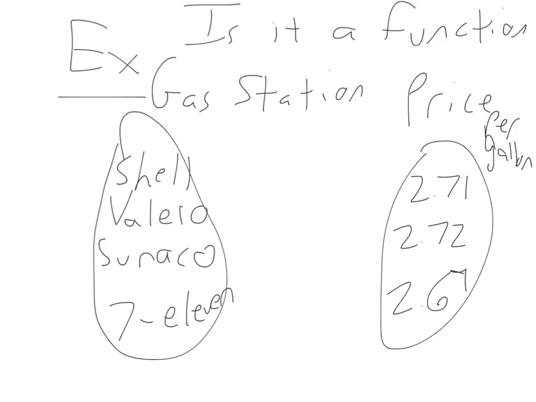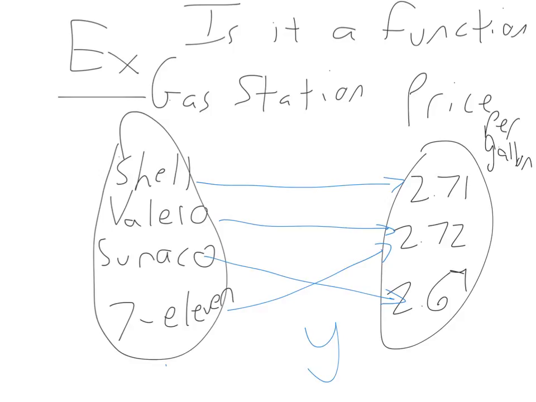Alright, I have a mapping here of different gas stations and the price per gallon. I want to know, is it a function? Now, if you notice, each value of our independent set, or our x set, which would be the gas station, each element maps to only one y value, which would be the price per gallon. So, yes, it is a function.